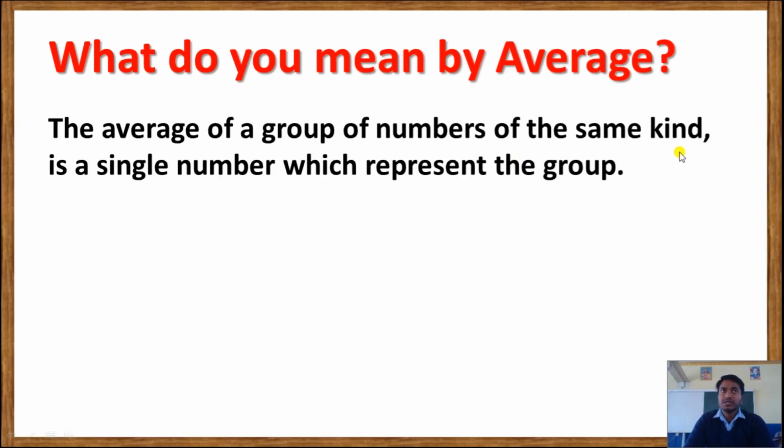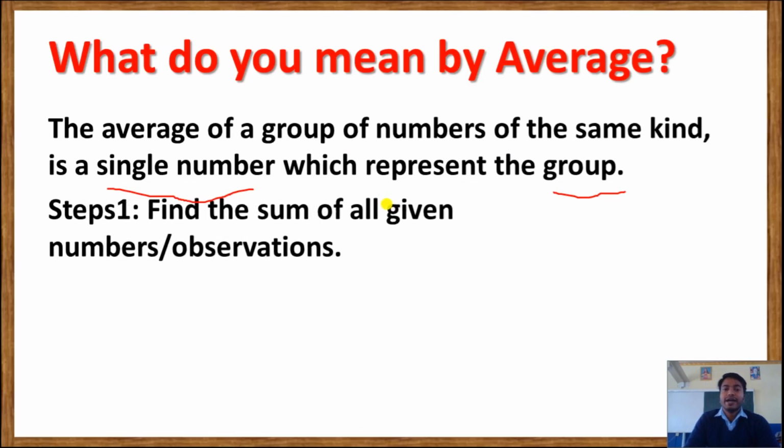Here, same kind means, suppose we have the height of 5 students, weight of 5 students, amount for 5 pens, or score of 5 batsmen. So these are the same kind of data. The average of a group of numbers of the same kind is a single number which represents the group, understood?